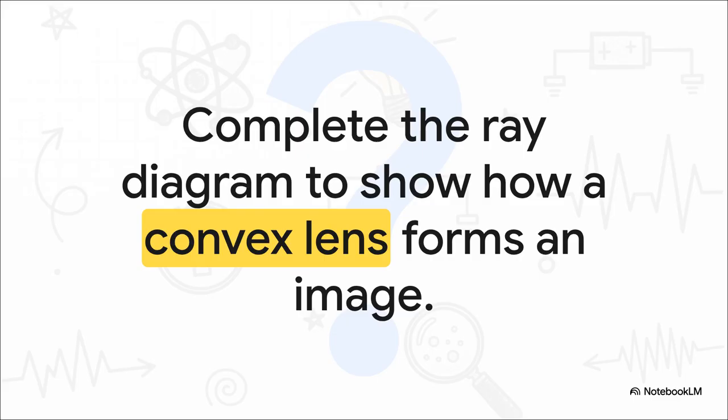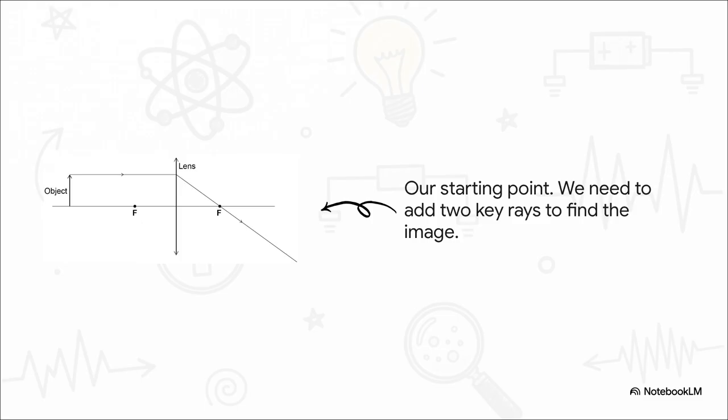We've got the object, the lens, the principal focus points. Now we have to draw the light rays to figure out exactly where that image is going to pop up, and then draw the image itself as an arrow. Okay, so this is what you'd see on the exam paper.